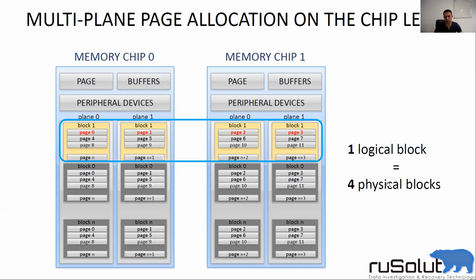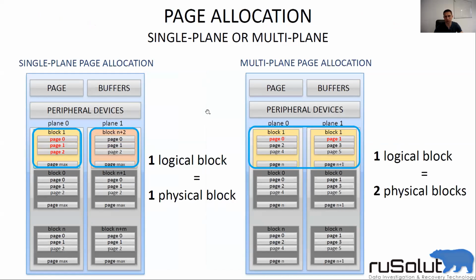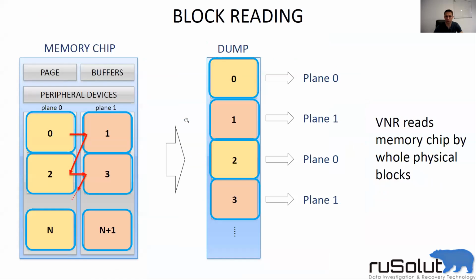You may not remember this that well for now, but it's better if you understand why a physical block may be equal to a logical block, or maybe 2 times smaller or 4 times smaller. It's just because of multiplane page allocation. If multiplane page allocation wasn't used, the physical block will be equal to the logical block. If multiplane page allocation was used, then the logical block might have different sizes. It will depend on the number of planes which data were written to. So that's the thing about multiplane page allocation.